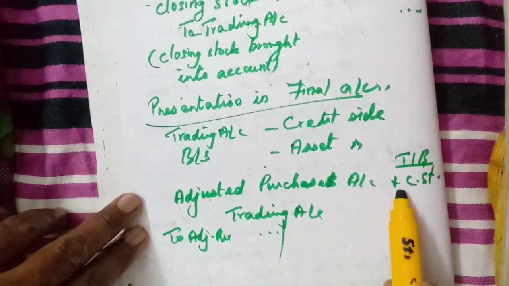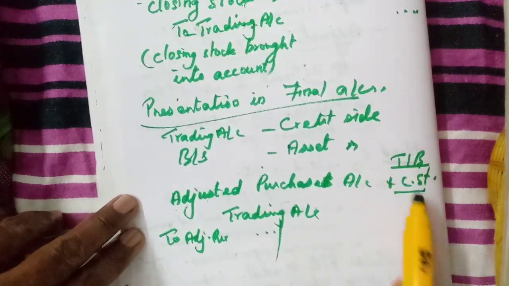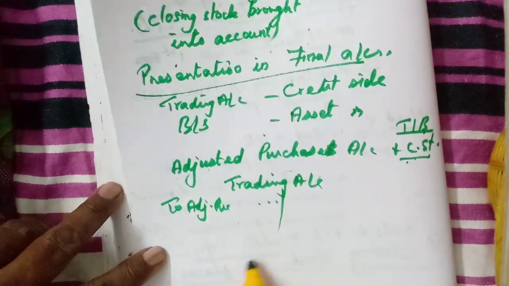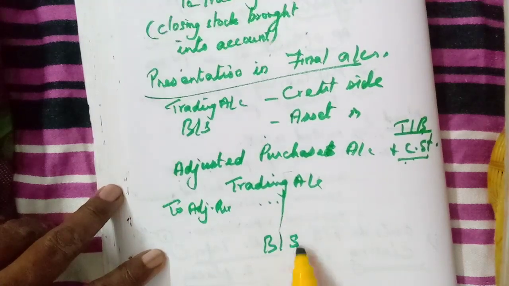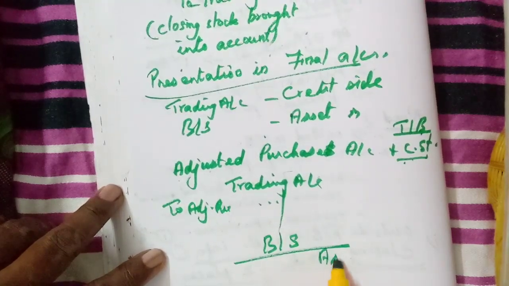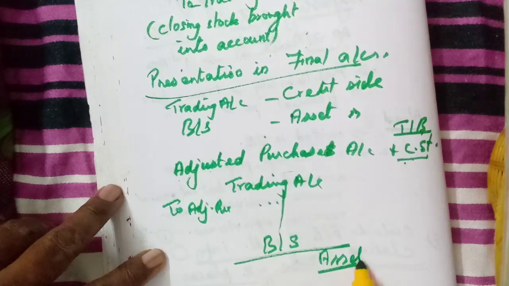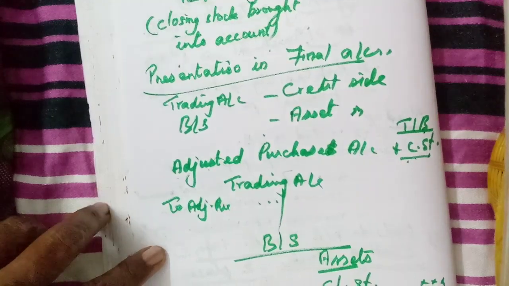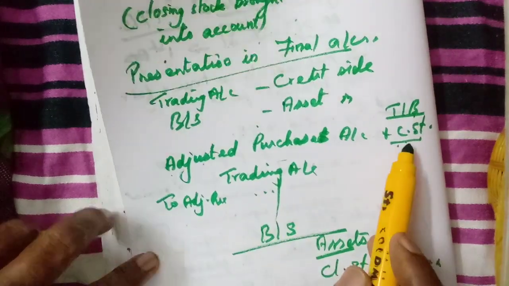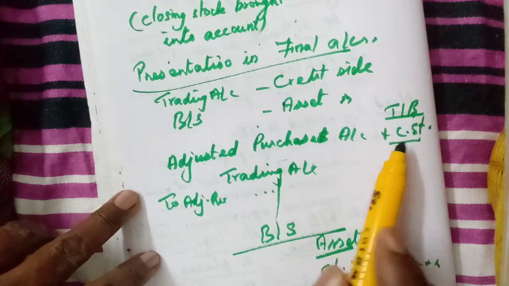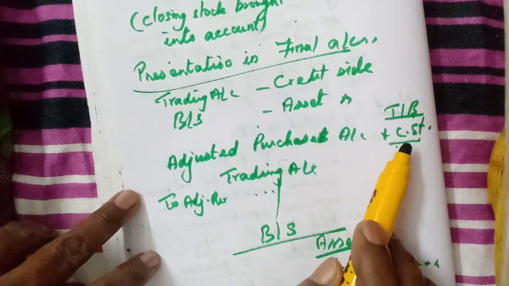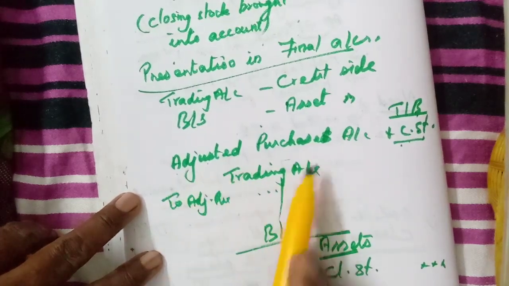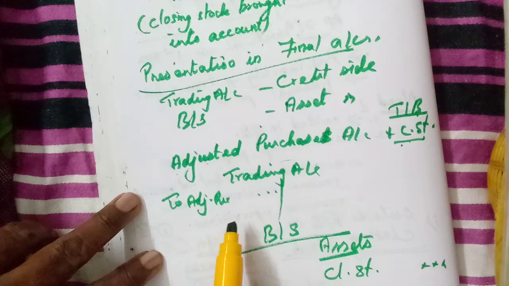Okay, then this closing stock, since it is given in the trial balance, it will appear only in one place. So where this will appear? In the balance sheet, asset side. Okay, assets. Closing stock. Okay, here the closing stock will not appear in two places. If it is given in the trial balance, it will appear only in the balance sheet. Okay, and adjusted purchases account will appear in the trading account.